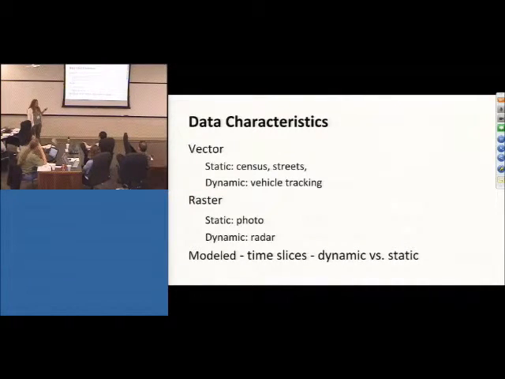For dynamic, it's more of the real-time data. For vector data, that could be vehicle tracking. For raster data, your static data can be the aerial photos and imagery that are captured in one moment in time. And radar data is more dynamic, something showing rain or temperatures. And then we also mentioned a bit about model data and how, depending on the time slices, it can be dynamic or static.